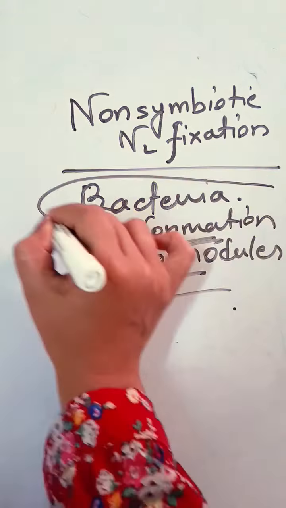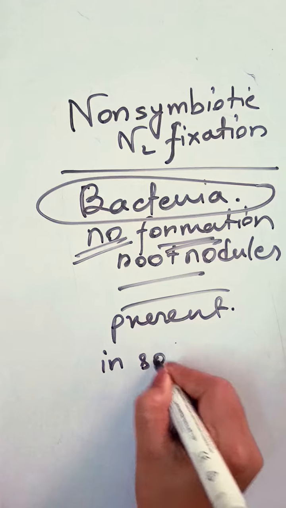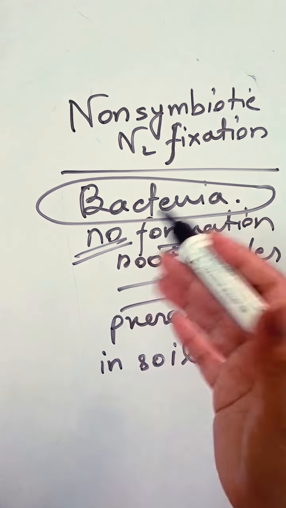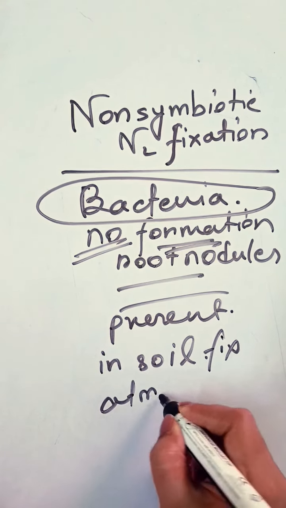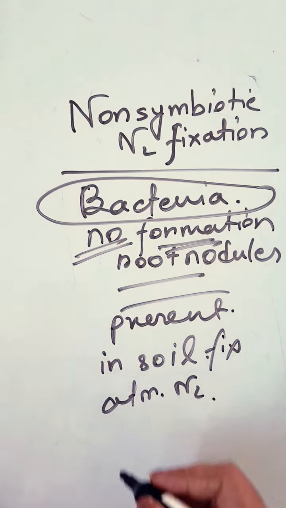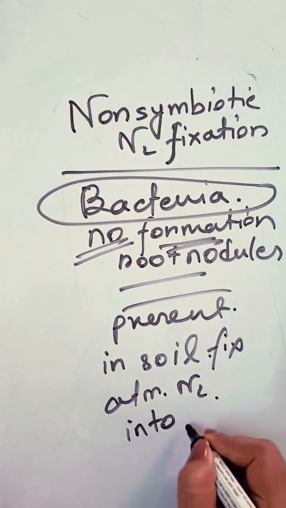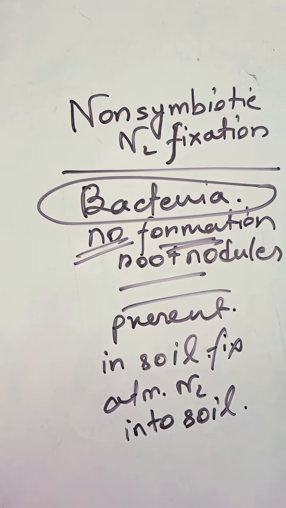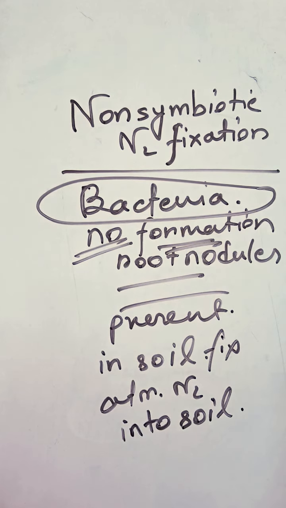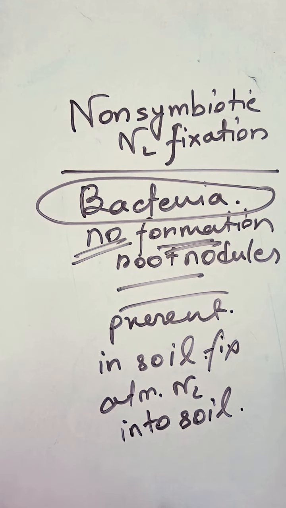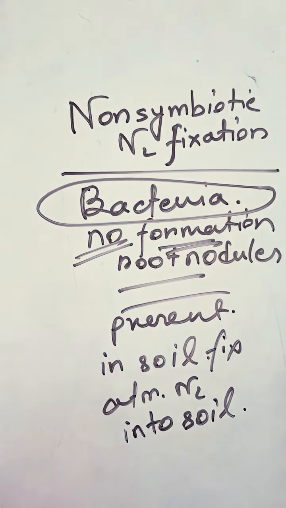Rather, these non-symbiotic bacteria are present in the soil, and without the need of root nodules, they can fix atmospheric nitrogen into the soil, though in a very small amount compared to the symbiotic ones. It is non-symbiotic because there is no symbiosis, or mutual relationship, between the plant and bacteria. Still, they fix nitrogen, just like the symbiotic ones.